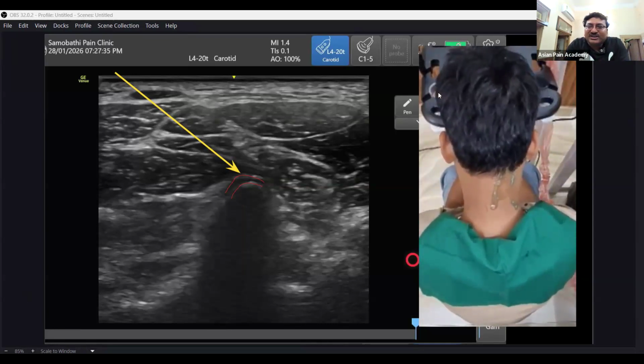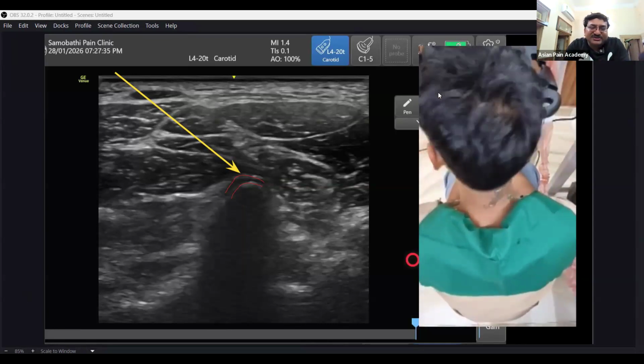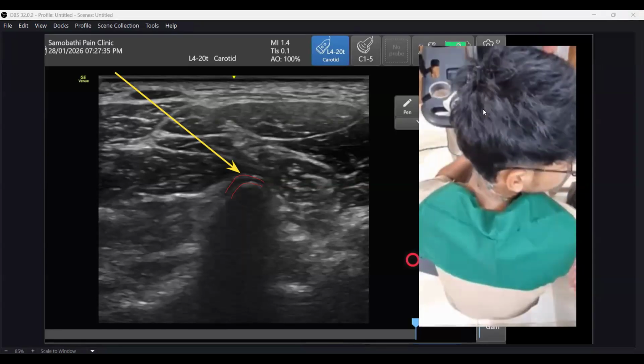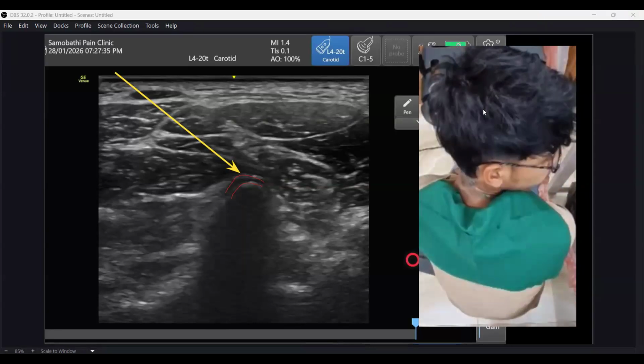There are a lot of things in the cervical spine, but these two are the most common procedures. Yes, sir. Which one do you prefer, sir? Either ultrasound guided or fluoroscopic guided?